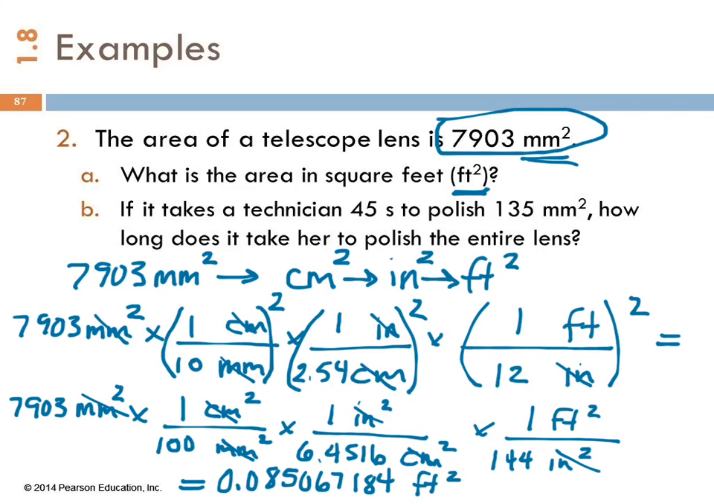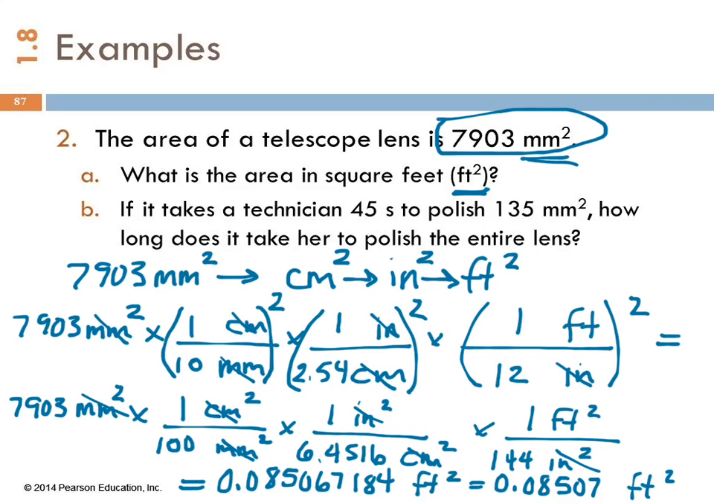How many sig figs should that answer have? 4. This is exact within the metric system. This is exact because it's defined that way. This is also exact. So those are not going to affect the number of sig figs. We started with 4, we'll end with 4, and so we'll call this 0.08507, 4 sig figs square feet. Any questions?